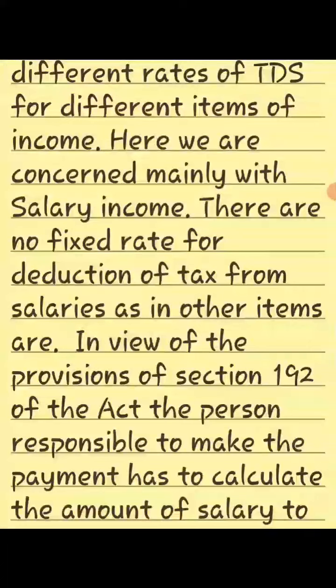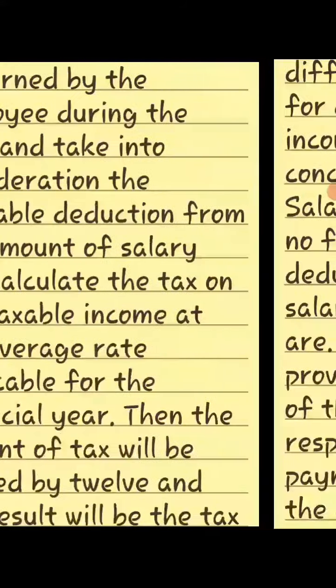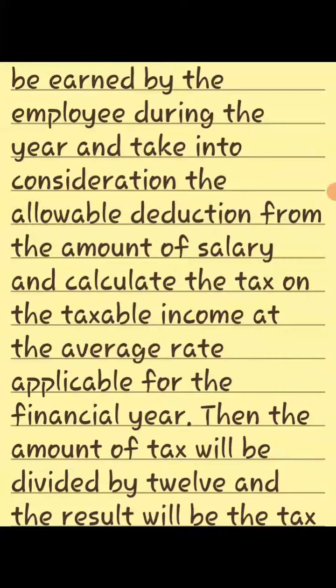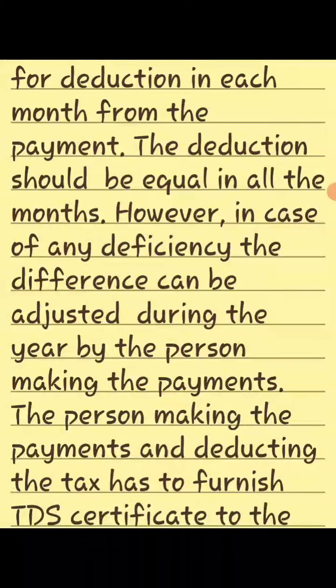There are no fixed rates for deduction of tax from salaries as there are for other items. In view of the provisions of Section 192 of the Act, the person responsible for making the payment has to calculate the amount of salary to be earned by the employee during the year, take into consideration the allowable deductions, and calculate the tax on the taxable income at the average rate applicable for the financial year. Then the amount of tax will be divided by 12, and the result will be the tax for deduction in each month from the payment. The deduction should be equal in all the months.